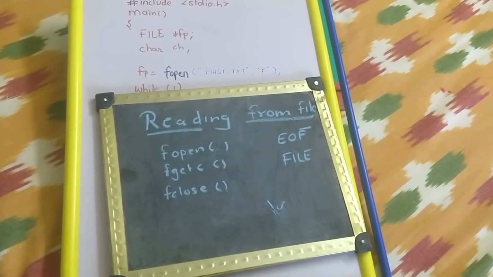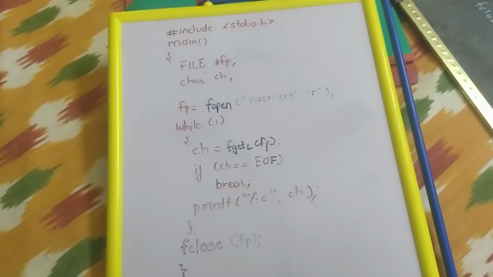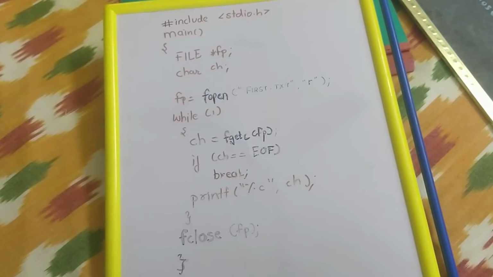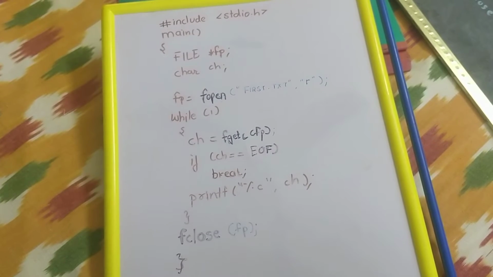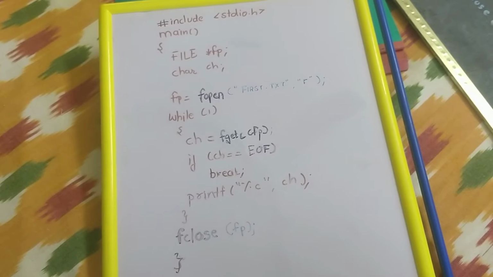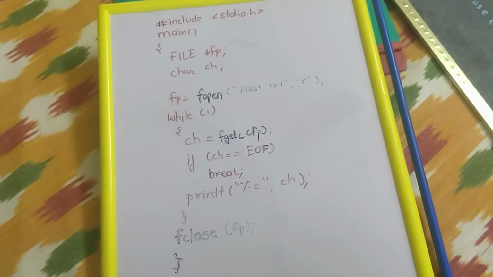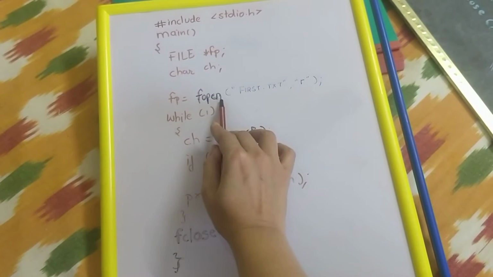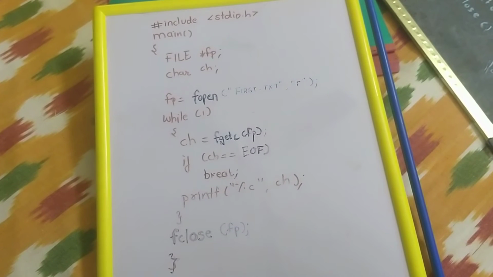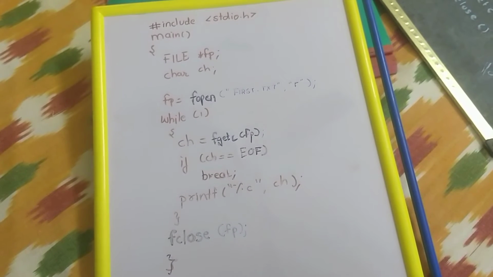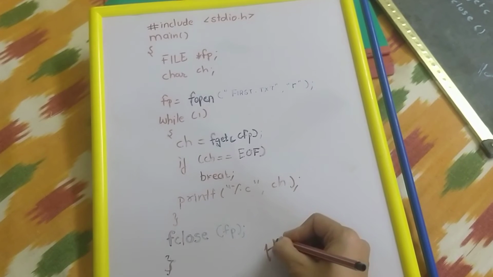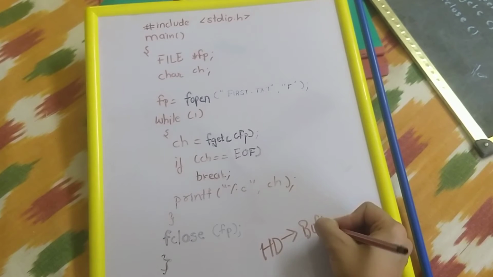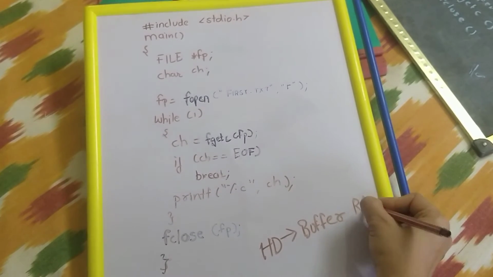So now let us see how we can read. On screen you are seeing a program which is meant to read characters from a file and display it on the screen. The first thing that we need to do is to open the file. Whenever a file is opened, internally the file from the hard disk is loaded to the buffer residing in RAM.